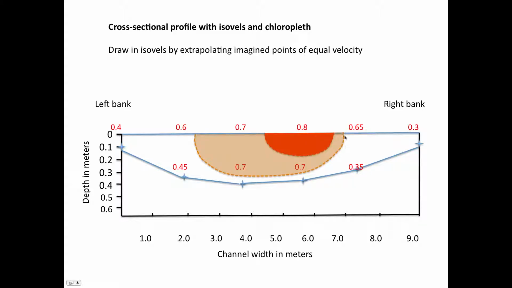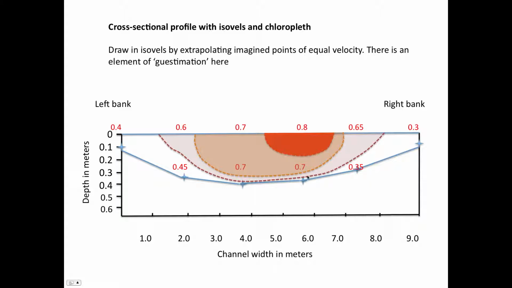A second area of medium flow curls away from the 0.65 but wraps around the 0.7. You can see there's an element of guesstimation here. I brought it this close to the 0.6, but really I could have brought it in here if I'd interpreted it that way. A third area of slower flow can be drawn in.